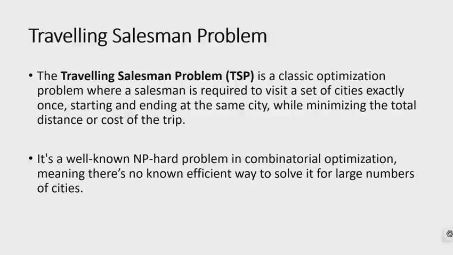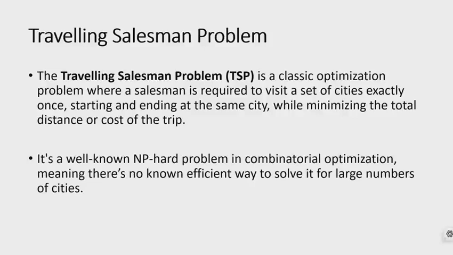The Traveling Salesman Problem is a classic optimization problem where a salesman is required to visit a set of cities exactly once, starting and ending at the same city. Whichever place the salesman starts from, he will come back to it. The ending place and starting place are the same city.